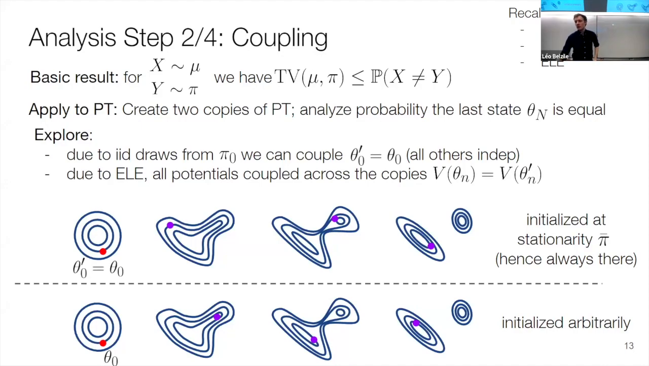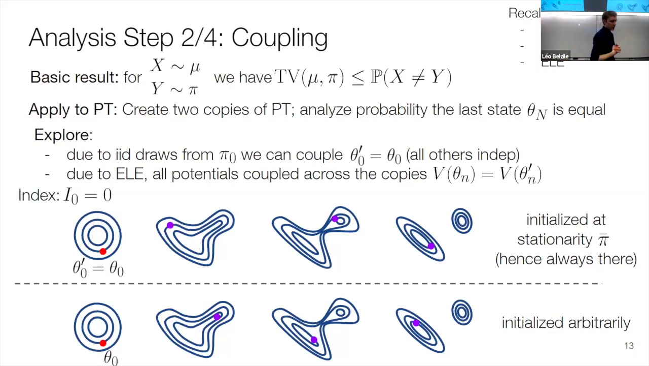I'll also say that due to the efficient local exploration assumption, all of the pairs of distributions that align with one another, they have the same potential. So V is equal across all of those, all the copies. But the actual state values, theta, may be completely different. Okay, so there's our exploration step. We've done exploration in all of them. I'm just highlighting the red one because that's the one that's interesting to look at.